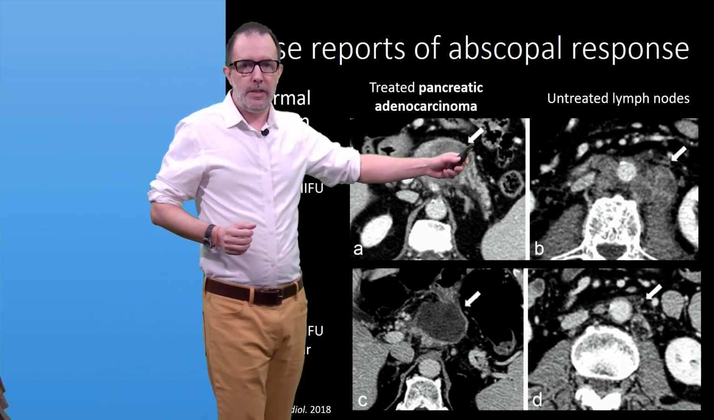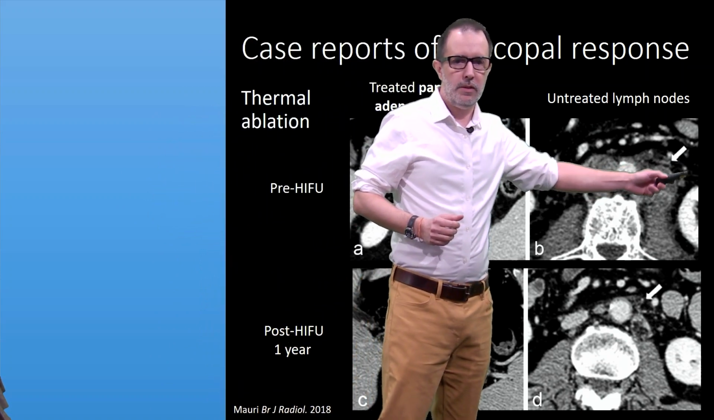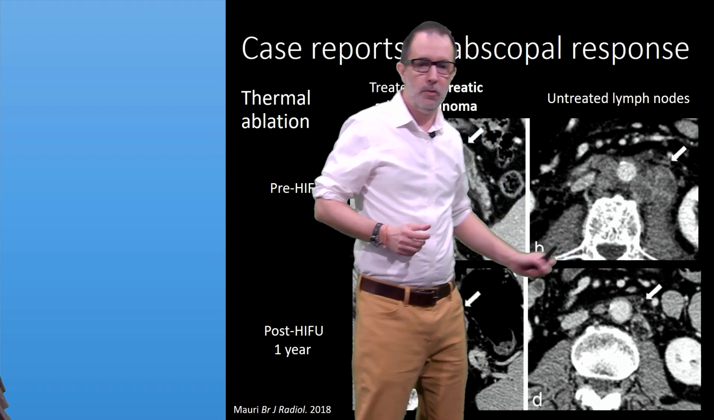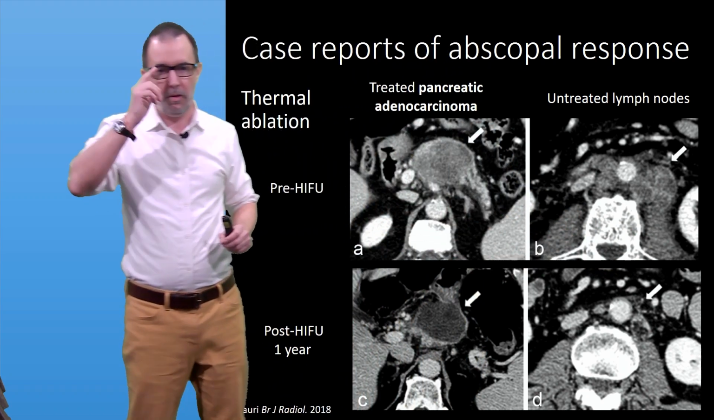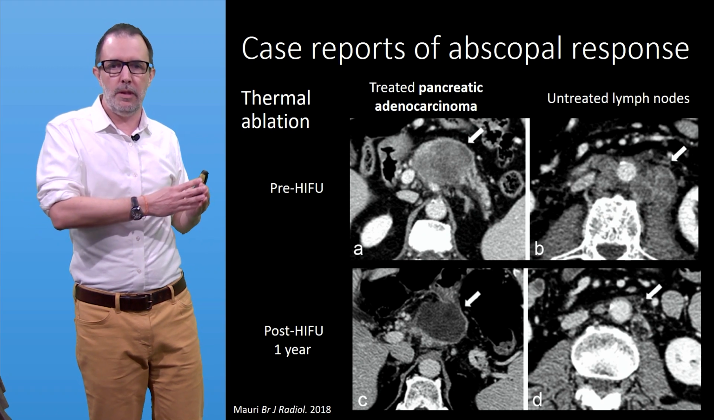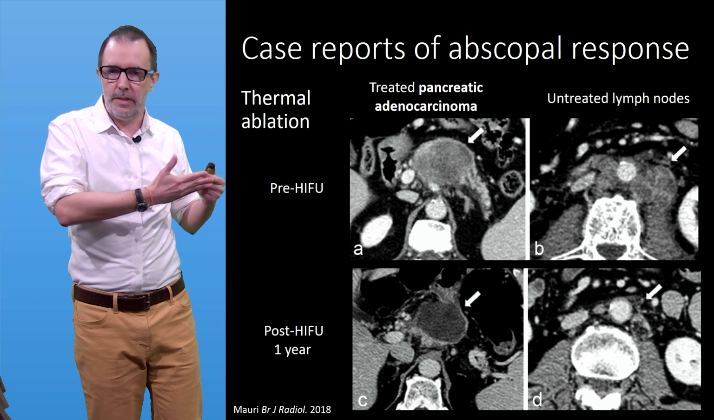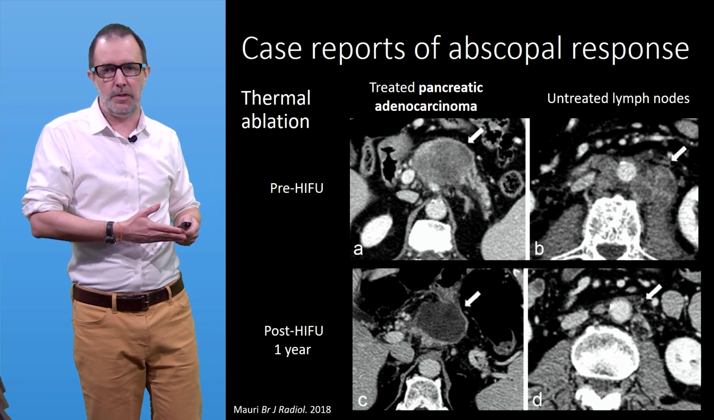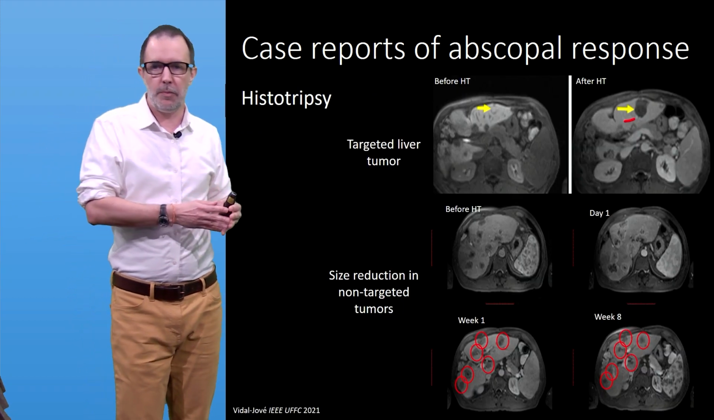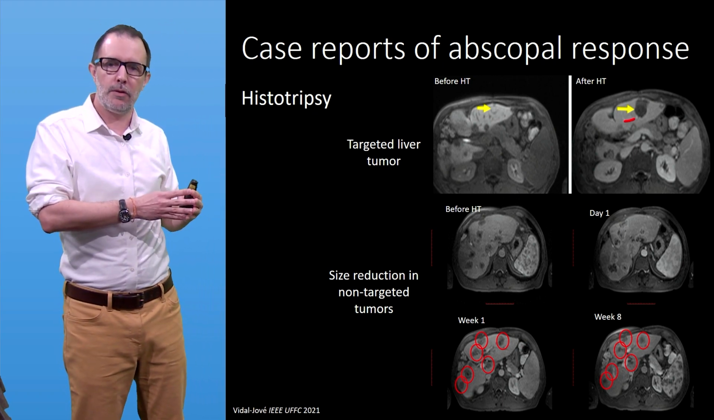And very interestingly, you see these untreated lymph nodes here on the right, before and after HIFU of the pancreatic tumor. And you see a total regression of the tumor in the lymph node, again signaling an abscopal, a distant effect response. Second example, histotripsy, mechanical ablation of liver tumor.